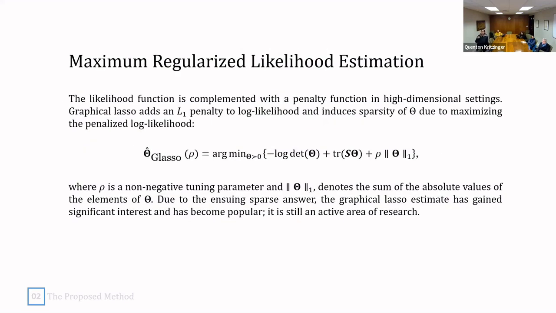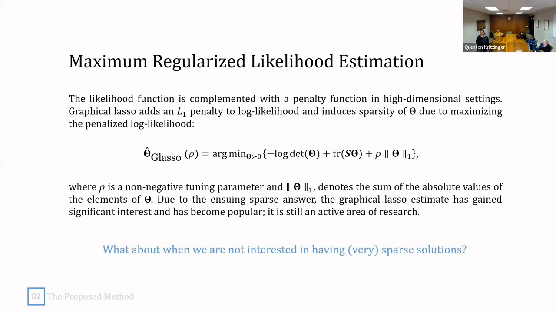For solving these 2 issues, one common way is using regularization. In this method, we add a penalty to the log likelihood function and try to solve this new optimization problem. For example, the famous one is G-lasso, which uses an L1 penalty, so the solution of the G-lasso is a sparse solution. And we can control the sparsity with this tuning parameter here.